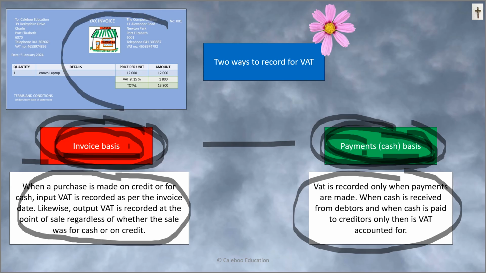Just above here, I have an example of a tax invoice.